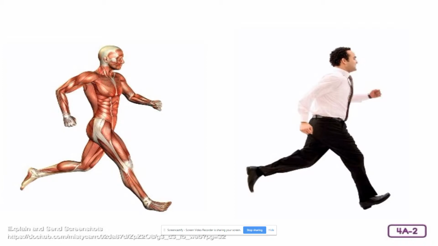Just as there are axial bones and appendicular bones, there are axial muscles and appendicular muscles. Which muscles do you think are axial? Right, the ones in your head, neck, and torso. And where are the appendicular muscles located? If you said in your arms and legs, you are correct.